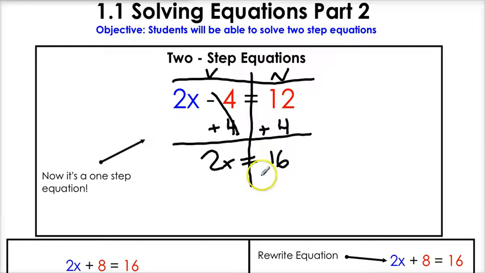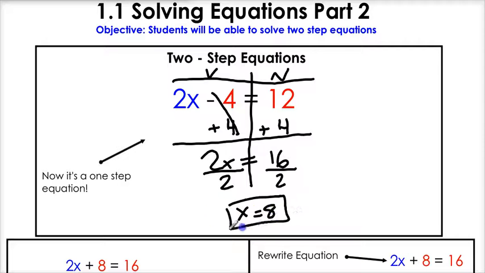Now, just like before, this is now a one-step equation. 2x equals 16, right? So to solve this one-step equation, once again, we're going to use the inverse operation. This is 2 times x, so we're just going to do the opposite of multiplication. We're going to divide. We get x is equal to 8. Simple. 2 steps, done and done.